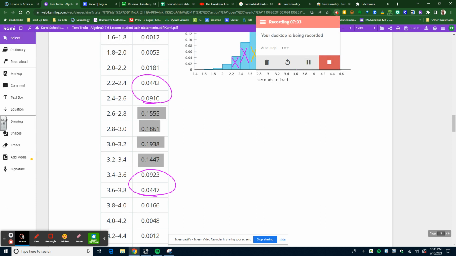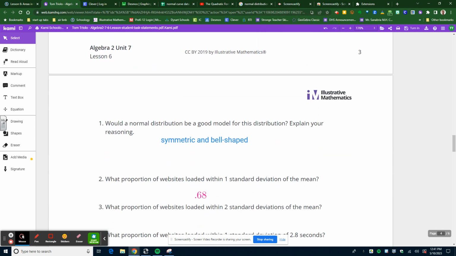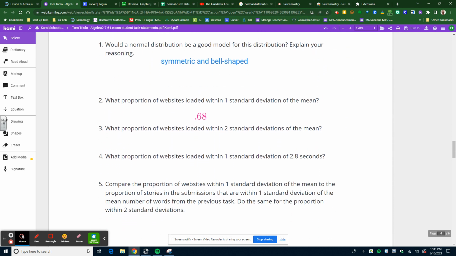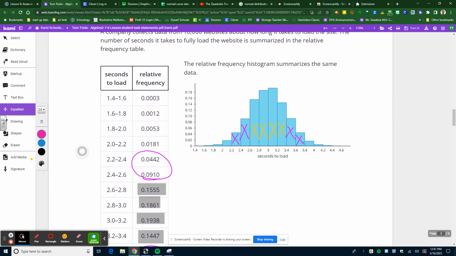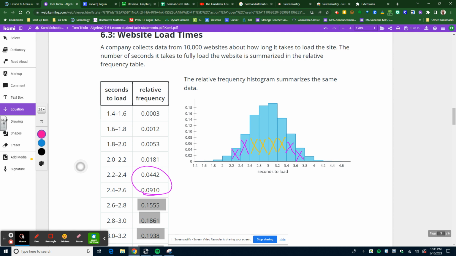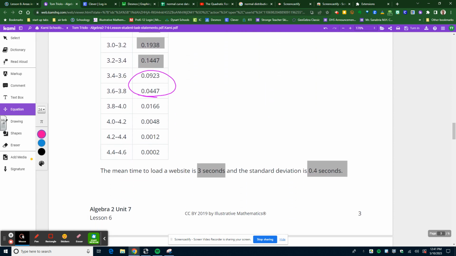Yeah. 0.95. Guess what? That 0.68 never changes. This one will never change either. So 0.95. So 95% of all of these load times will fall within 2 standard deviations.